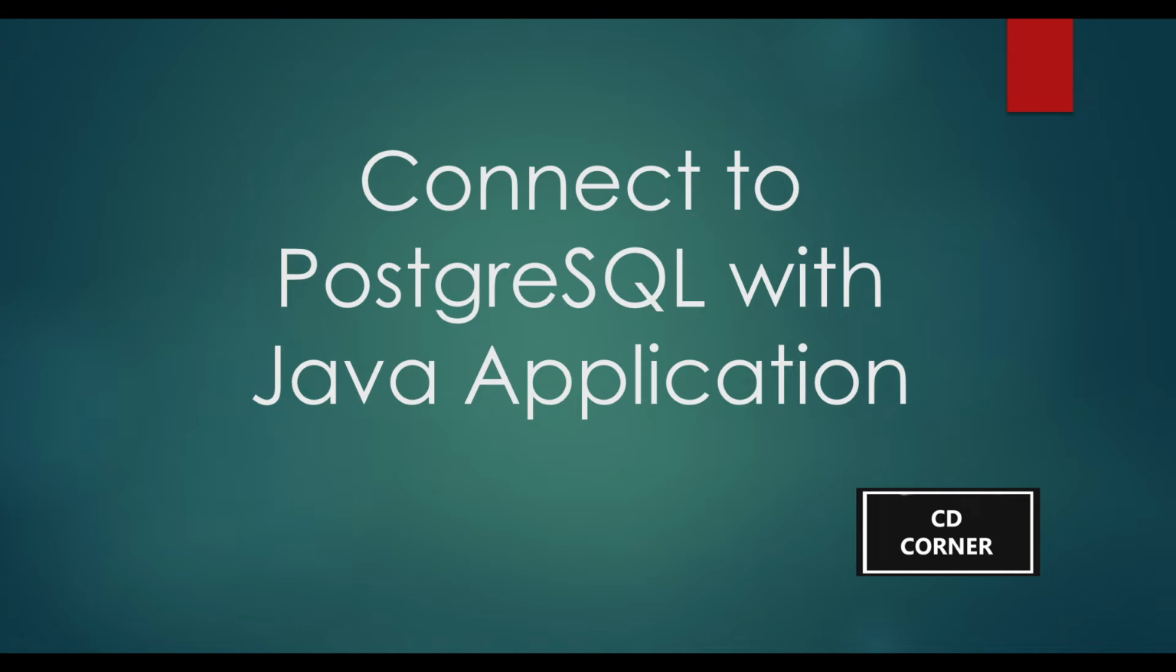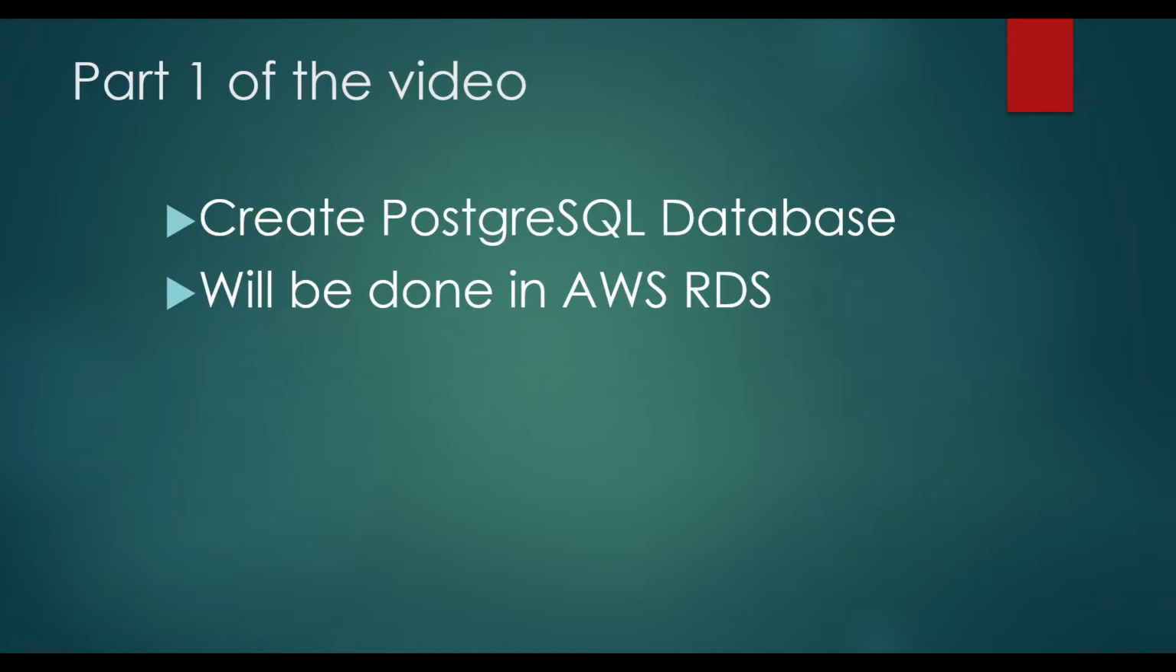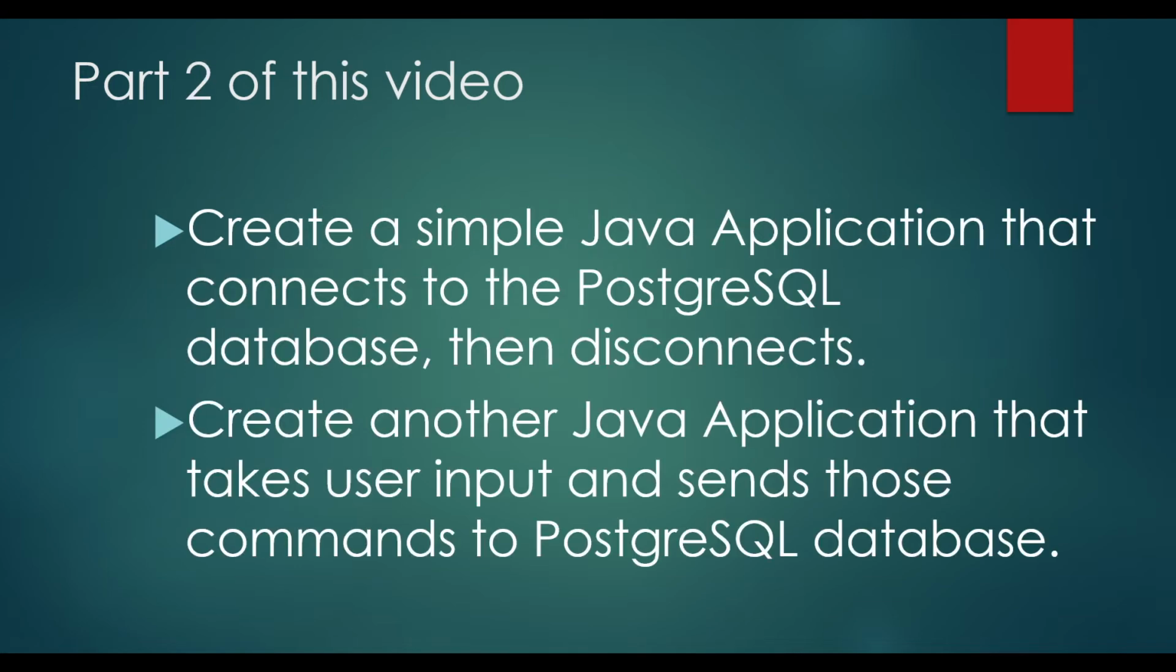Today I'm going to be doing a quick demo on how to create a Java application to connect to a PostgreSQL database. So this is going to be done in a couple of parts. One, I'm going to show how to create a PostgreSQL database within AWS RDS, and then I'll do a couple of Java demos with some code samples to connect to it. So let's go ahead and get started.